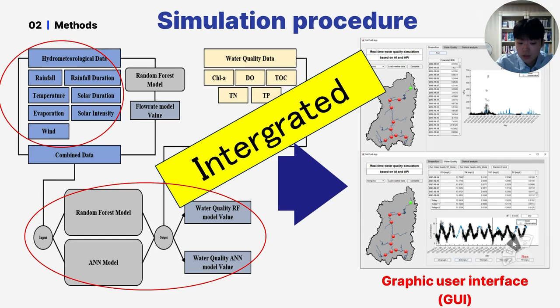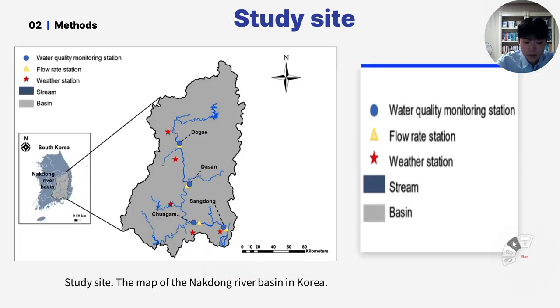Finally, all models and procedures were integrated into a toolbox, and the system was developed into a graphic user interface called GUI. The study area is located on the Nakdong River, one of South Korea's 4 major rivers, which is located in the southern part of the country. And this map over here is a map of the Nakdong River basin in Korea. The blue circle indicates the water quality monitoring station, the yellow triangle indicates the flow rate station, and the red star indicates the weather station.